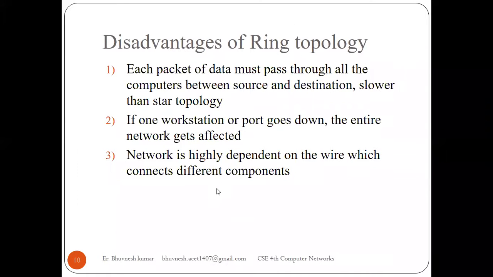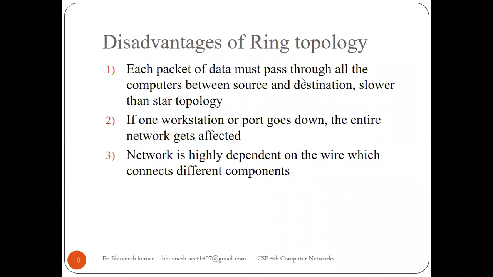Disadvantage of ring topology is that each packet of data must pass through all the computers between the source and the destination. Your token will be passed through each node. If you want to send data from PC1 to PC5, it passes to PC2 and is checked. If not matched, it passes to PC3, not matched, PC4, not matched, to PC5. It goes in a single direction. If it matches PC5, then data will be shared between them.